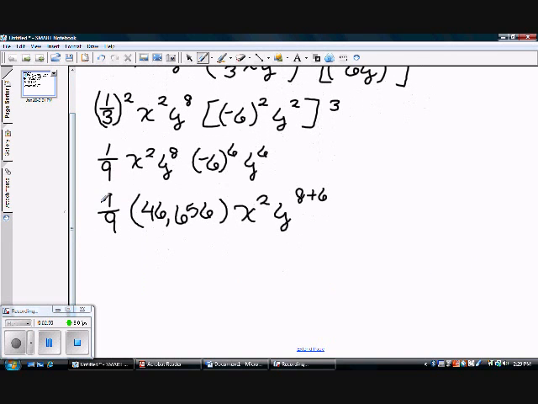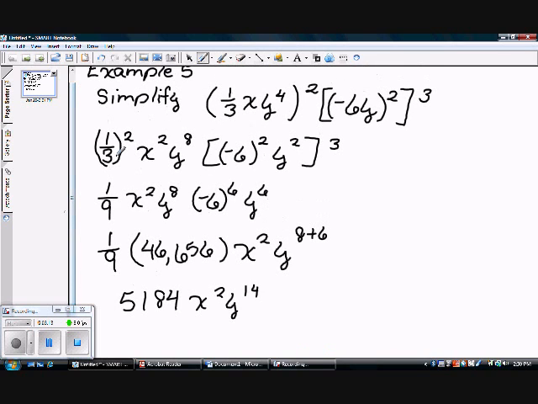Now, when I multiply 1/9 times 46,656, I get 5,184 x squared y to the 14th power. Now, I want you to think about what you did. You took this and you simplified it to this. Good job.